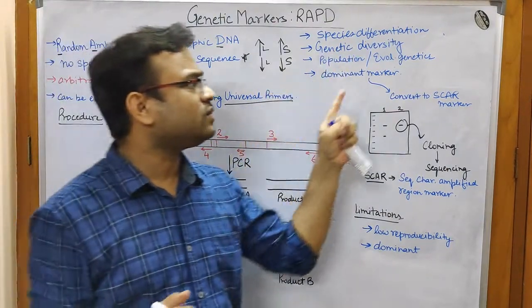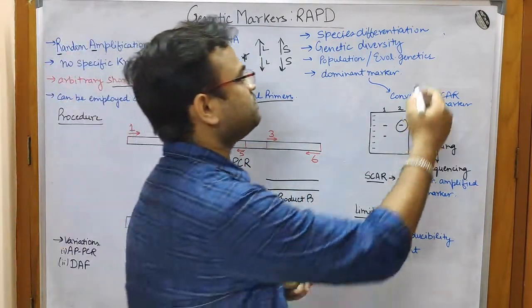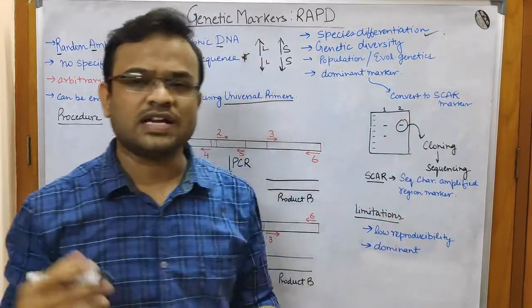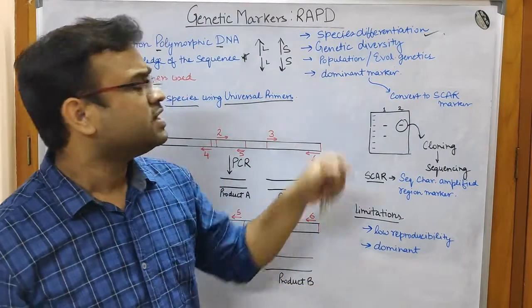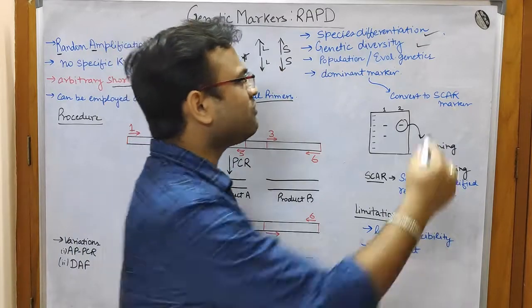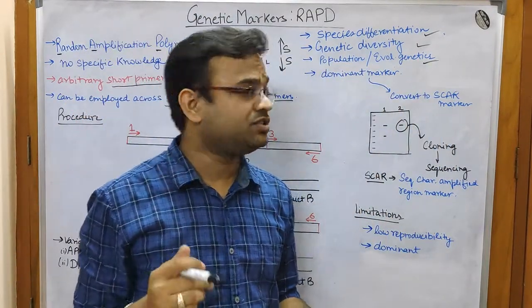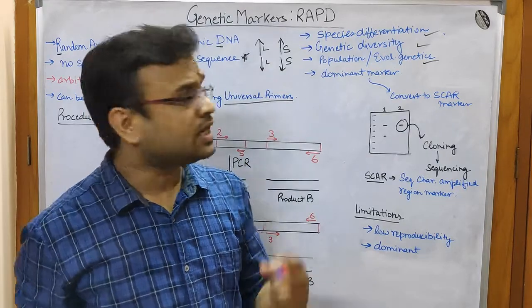Now let us understand what RAPD is used for. It is used for species differentiation. You can differentiate between different species. Genetic diversity, population or evolutionary genetics. We have already discussed some of these factors in the RFLP lecture. You can go and read about that.